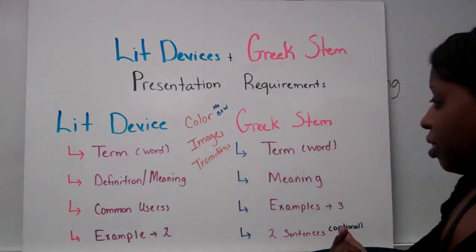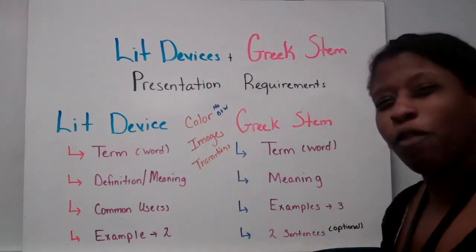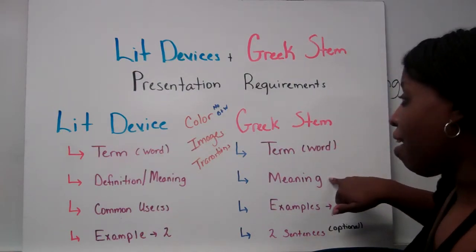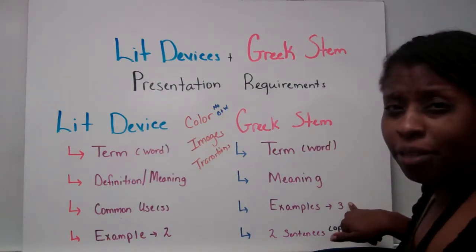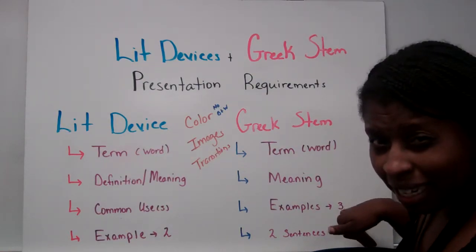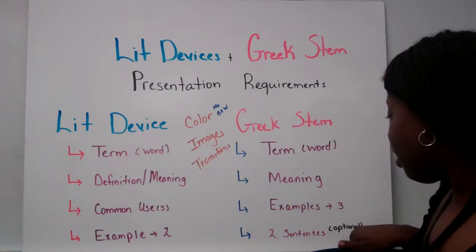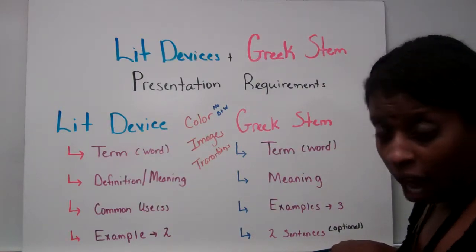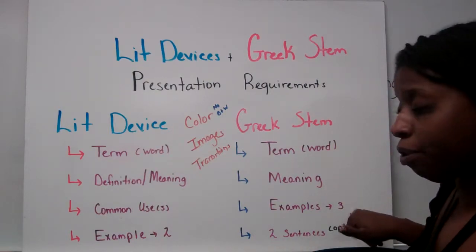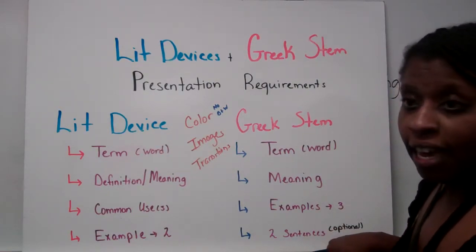Now, the Greek stem also has 4, but the 4th one is optional. So you still have the term. You still have the meaning. Examples, I want you to try to give me at least 3 examples. And then if you can, completely optional, give me 2 sentences where you use at least 2 of the examples that you mentioned above in a sentence.